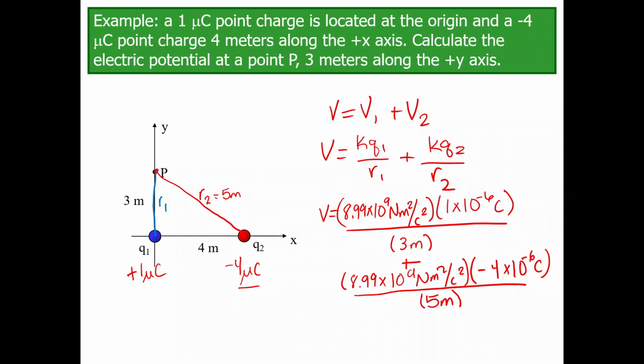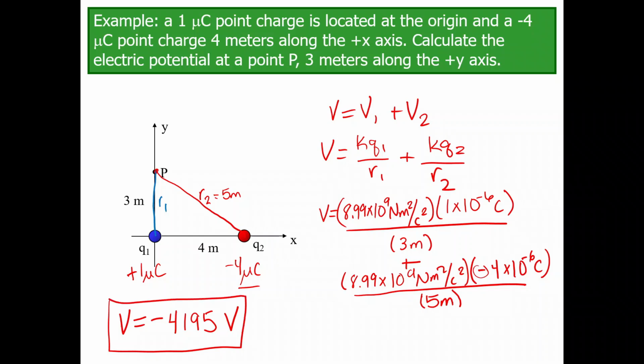So when I plug all of that in, I get a value of negative 4,195 volts. That number is negative because I've increased my denominator by less than 2 times. So I didn't quite double the denominator, but I did increase the numerator by 4 times with the negative, so that negative term wins out. So our potential does come out negative.